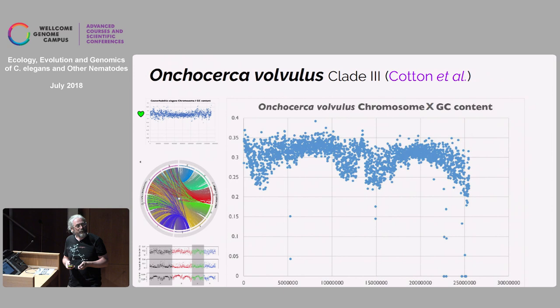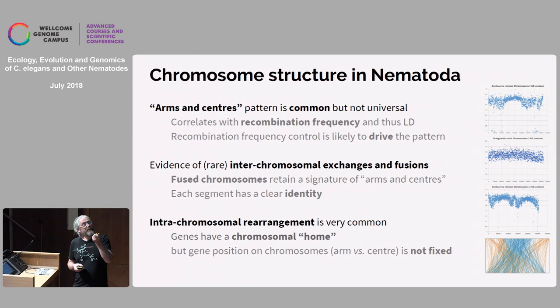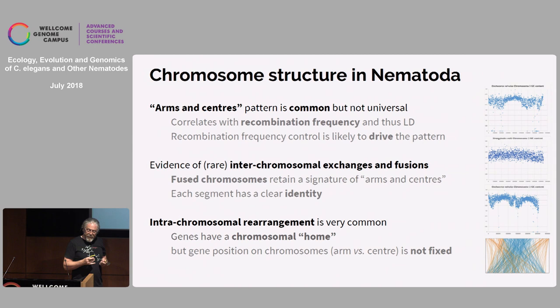So my summary of this is that the arms and centers pattern is common but not universal in nematodes, the ones we've looked at anyway, so this is only 3, 4, and 5. It does correlate with recombination frequency where we have it, but we don't know which drives which. My bias is that recombination frequency is likely to drive the pattern, but that's not clear.